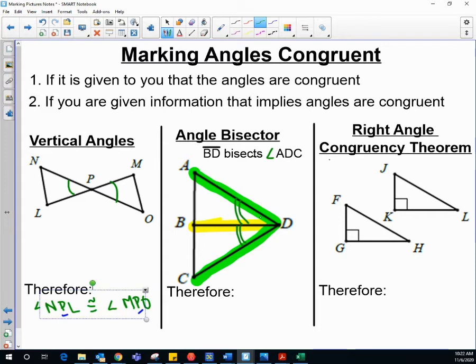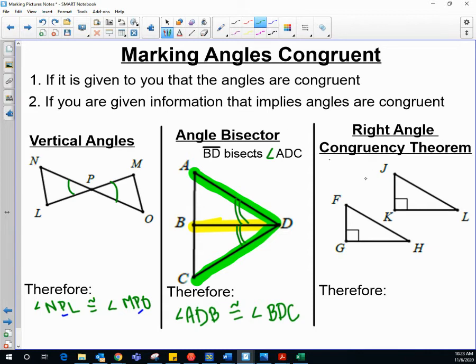So because this was an angle bisector, it didn't tell you that these 2 angles are congruent, but now we can imply, because we know what an angle bisector does. So now we know that angle ADB is congruent to angle BDC. And again, the vertex of that angle is in the middle, which is D.